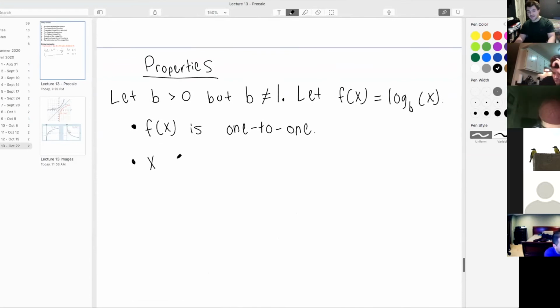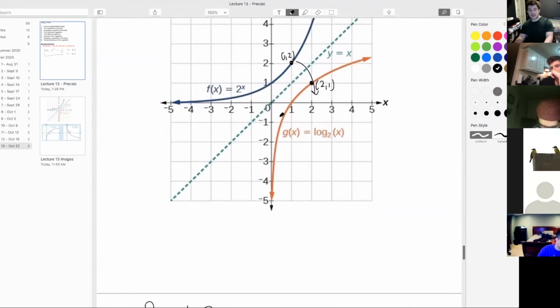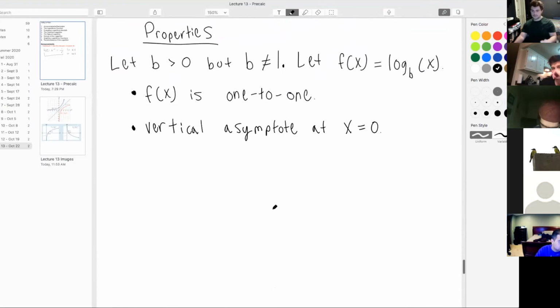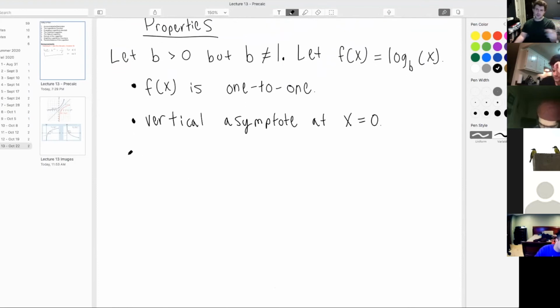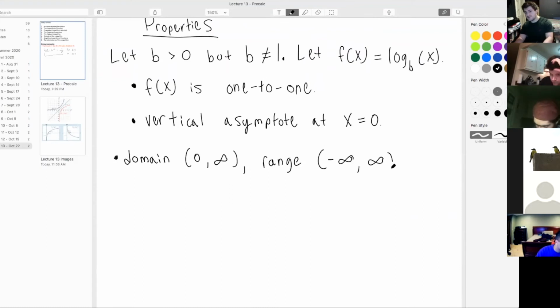We do have a vertical asymptote at the vertical line x equals 0. And you can see that. We see that the graph down here is getting arbitrarily close to the x equals 0 line, but it's not touching it. We do have this behavior down here of an asymptote. Good. Okay, and I'm just going to reiterate the domain and range again, for the sake of completeness. So again, domain is 0 to infinity.